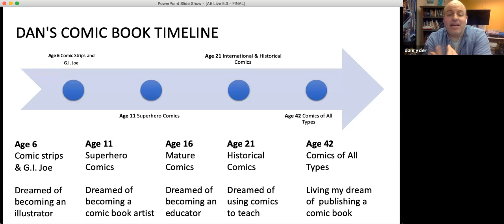This is a comic book timeline of myself, right? I started reading comics when I was 6, and at the time I wanted to become a creator at some point. And as I progressed through time, I started reading more superhero comics and more mature comics, historical comics. And now at this ripe old age of 42, I read comics of all types. And I'm actually getting to live my dream of publishing a comic. And I'm doing it right here with American English.